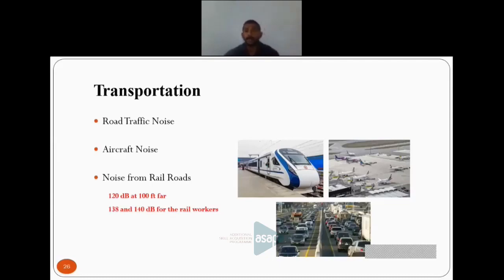Studies show that railroads produce 120 decibels of sound at 100 feet away. And for workers working on the track, the intensity of sound would be 138 to 140 decibels, it is found.